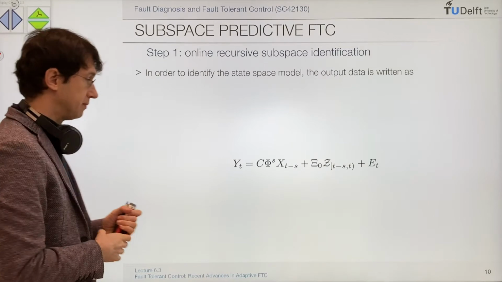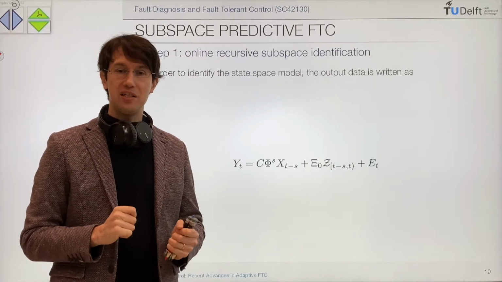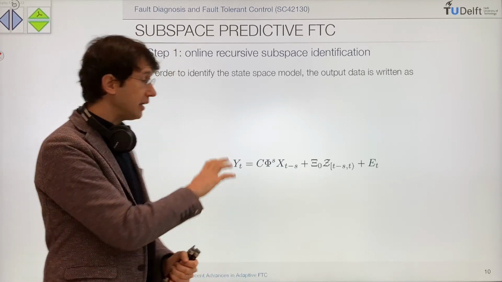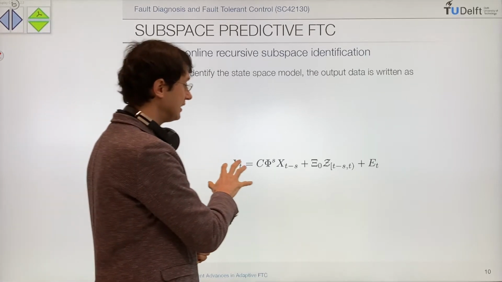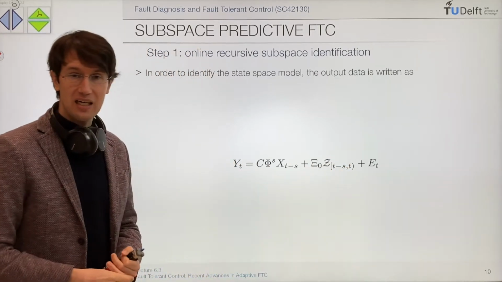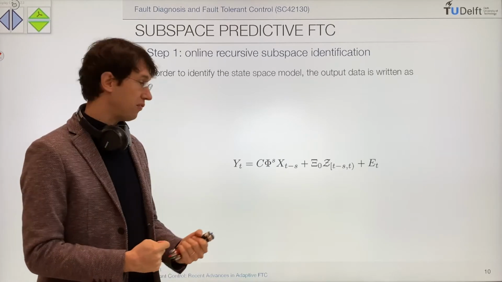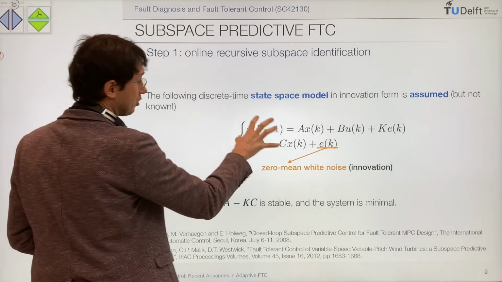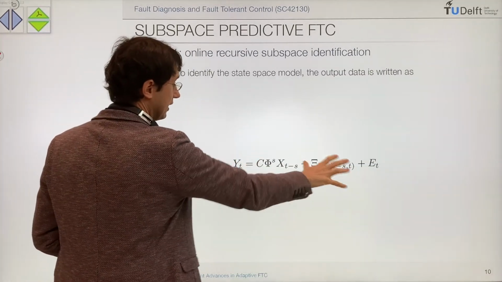How to do that? In order to do that, we need to write the output of that system in this form. And when we write it in this form, we get an input-output description of the system we had before. So the output of this model is just written here in this way.